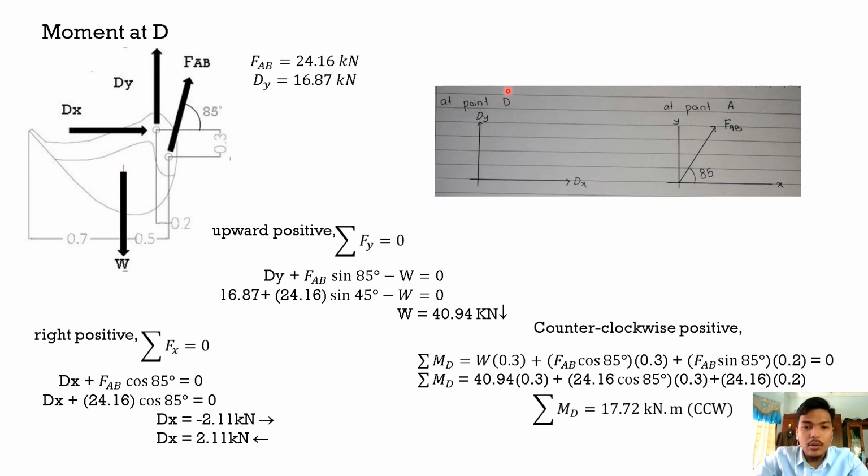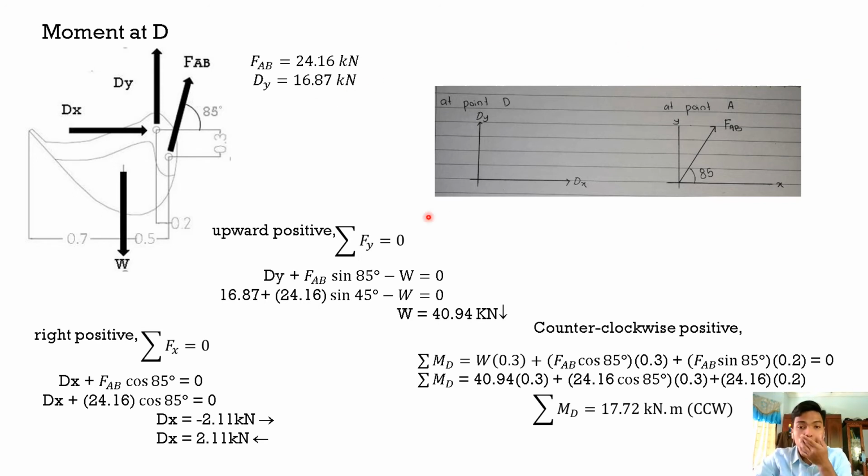Bear in mind that we only have the values dy and FAB from Haiqal's calculation before. We have FAB equal to 24.16 kilonewton in tension, while the dy value is 16.87 kilonewton.